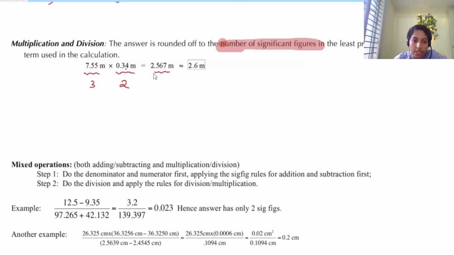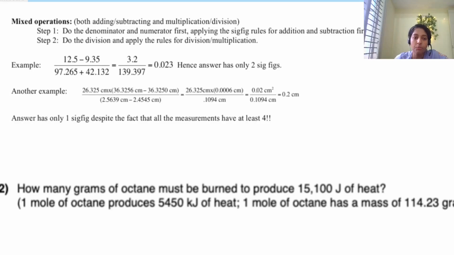So how do you represent this answer? 2.5 is wrong. Why? Because see, after the 5 there is 6, which is greater than 5, so you write 2.6. In that way you can round the answer. Okay, so for multiplication and division you write the lowest significant figure, not decimal place, lowest significant figure should be there.